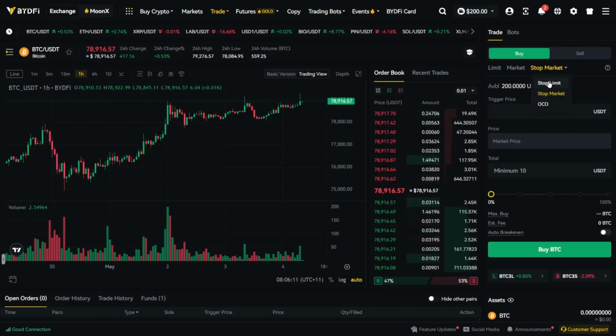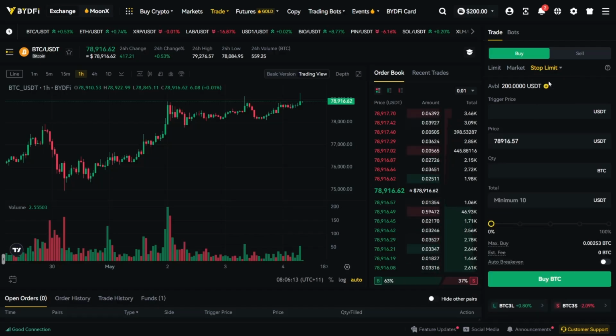A stop limit order also uses a trigger price, but once that trigger is hit, it places a limit order instead of a market order. So using the same example, if Bitcoin is at 78,000, you could set a trigger price at 79,000, but set your limit price at 79,050. Once Bitcoin hits 79,000, BYDFi places a limit order to buy at 79,050 or better.